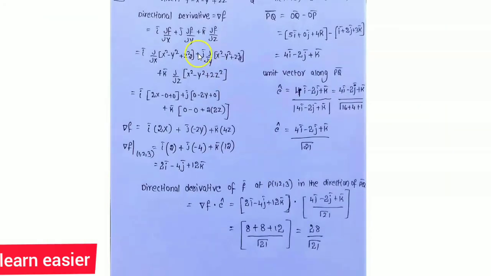What we have done: we took the directional derivative del f at this point and the PQ bar line, that is, the line vector OQ bar minus OP bar, and then the unit vector, and then the directional derivative del f dot E cap. Then we get 28 by root 21.